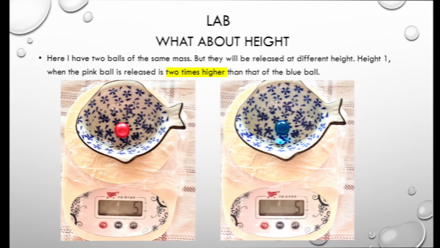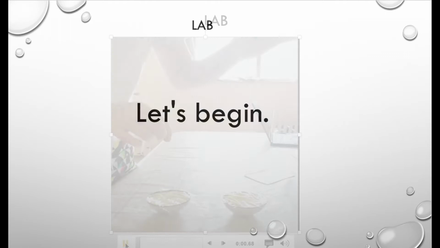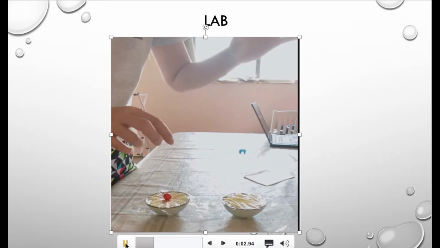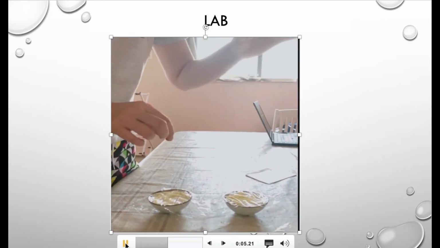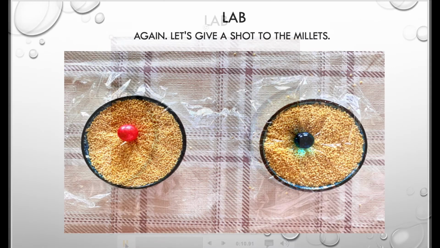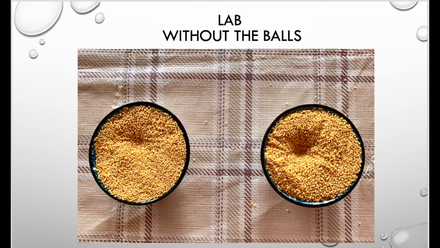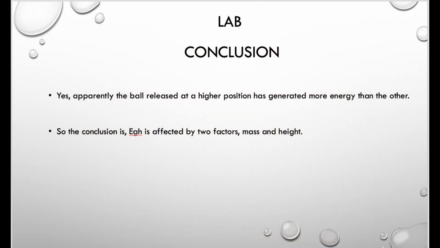What about height? Here I have two balls of the same mass, but they will be released at different heights. Height 1, where the pink ball is released, is 2 times higher than the blue ball. Let's begin. Let's give a shot to the millets. Without a ball. Conclusion: EGH is affected by two factors, mass and height.